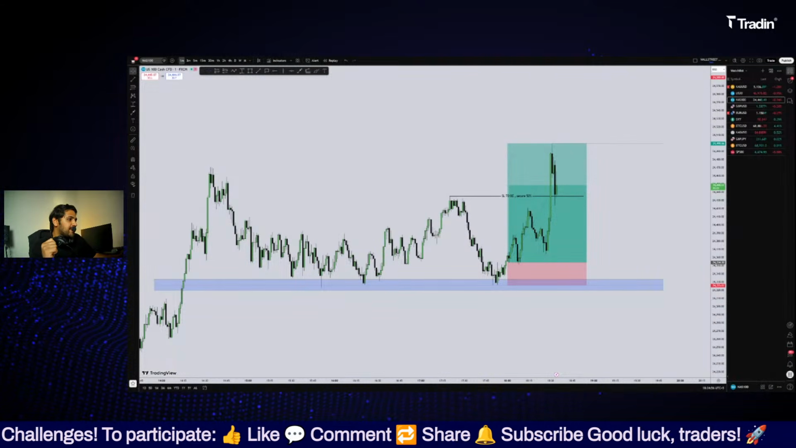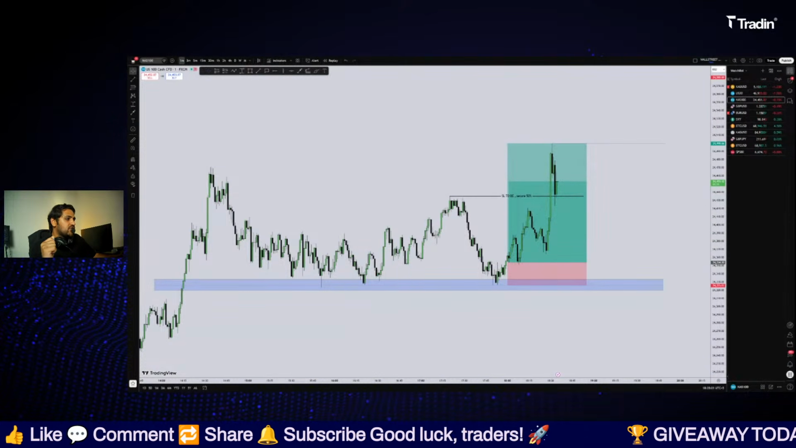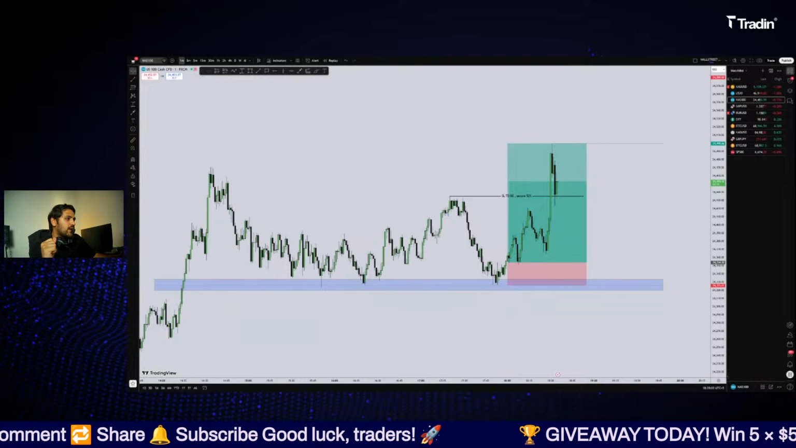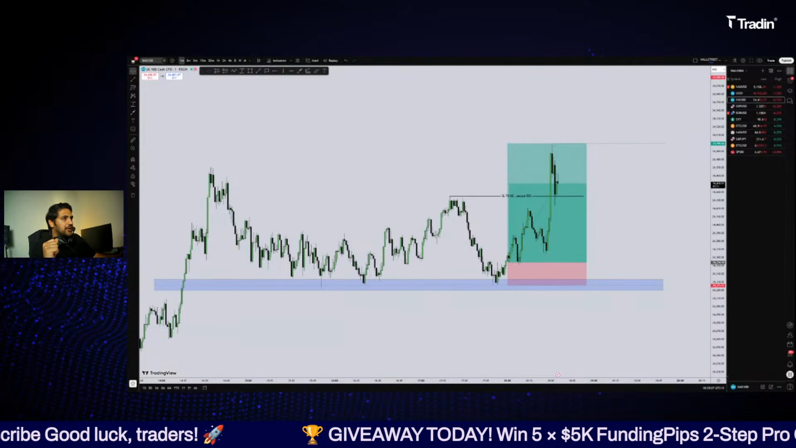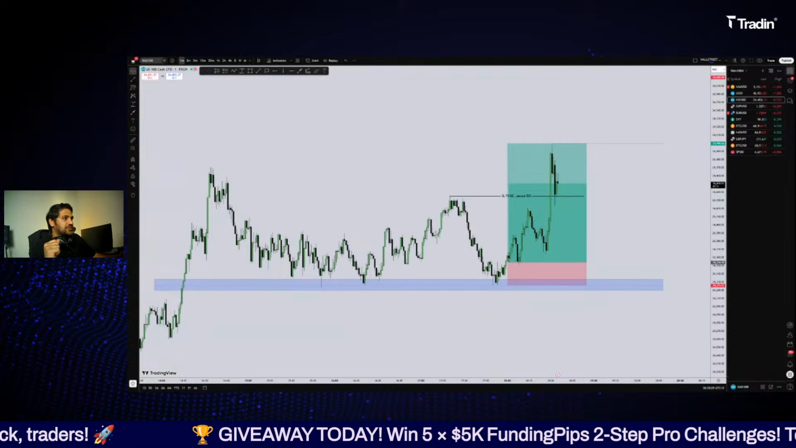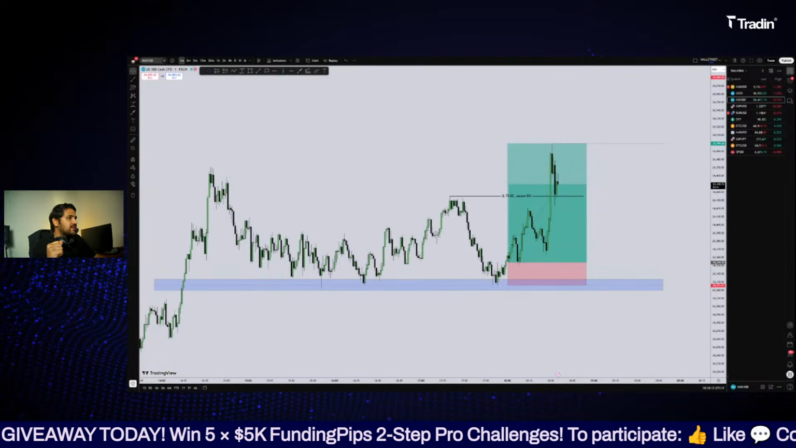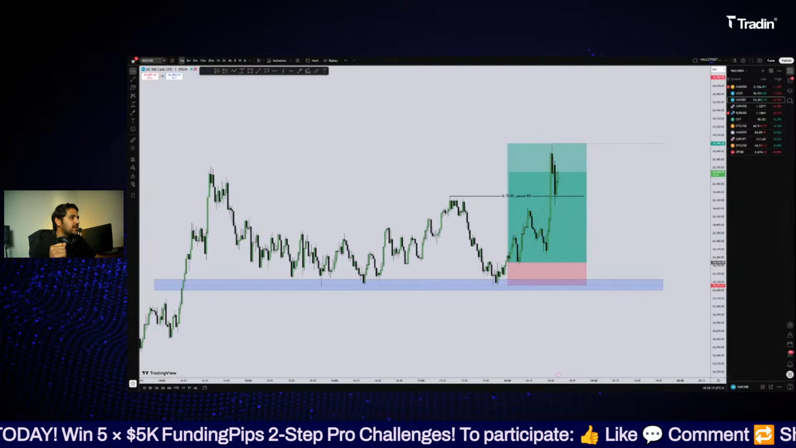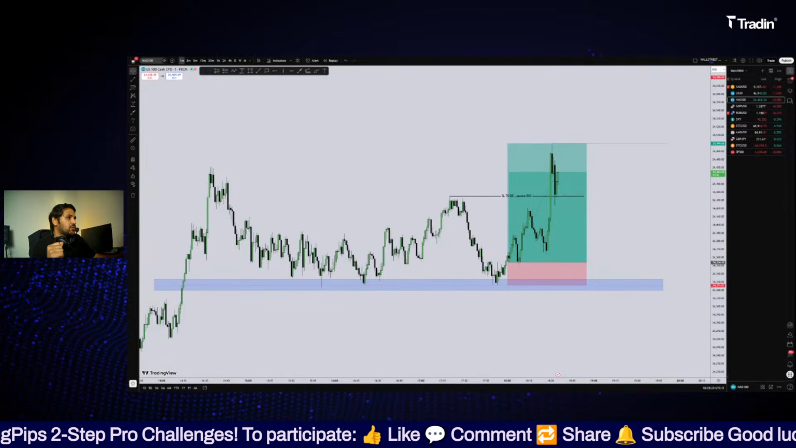Points of Ponder 7507 says, what lot size should we use on a 5K challenge? Your lot size depends on the risk you are taking. So what I do, I use a lot size calculator. If you go on Google, just write lot size calculator. It will ask you your account balance and the amount of pips that you are losing in the trade, and it's just going to tell you what lot size you should be using.